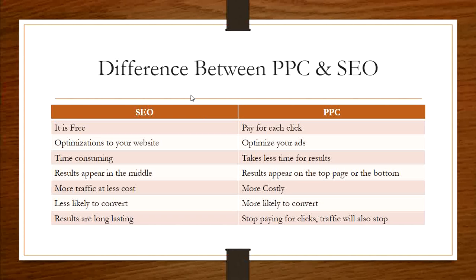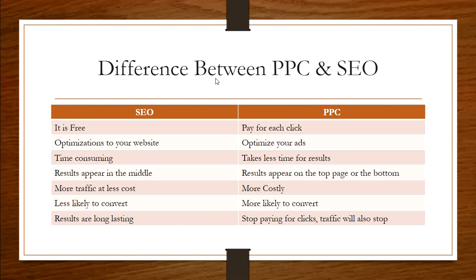For SEO, the results appear in the middle, whereas in PPC the results appear in the top page or the bottom. Now, as we saw in the previous session when we looked at the structure of the SERP, the topmost section of the SERP and the bottommost section of the SERP is reserved for PPC ads. These are the listings that appear with an ad symbol in it, whereas in the middle are the organic results. So SEO appears in the middle and PPC in the top and the bottom.